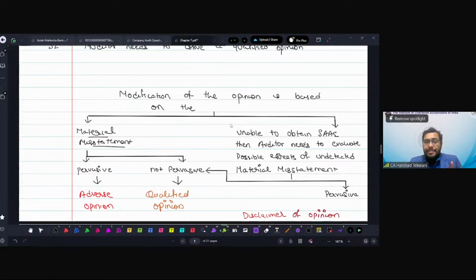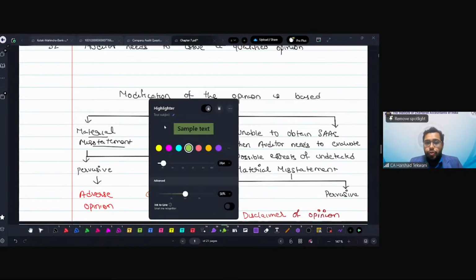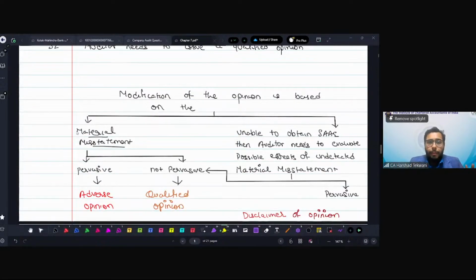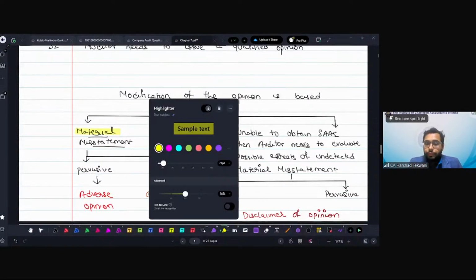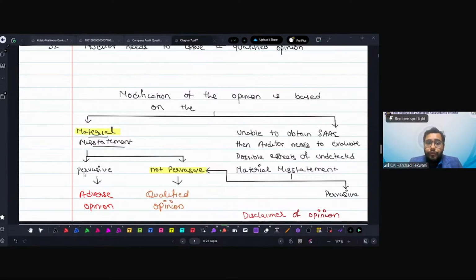But if a misstatement is there which is material but not pervasive, so I am saying there is a misstatement, perfectly fine, but it is only material, not pervasive, in that case I will issue a qualified opinion. Clear? If it is pervasive, of such nature that it is a substantial portion, multiple accounts, fundamental to the user understanding, adverse opinion.